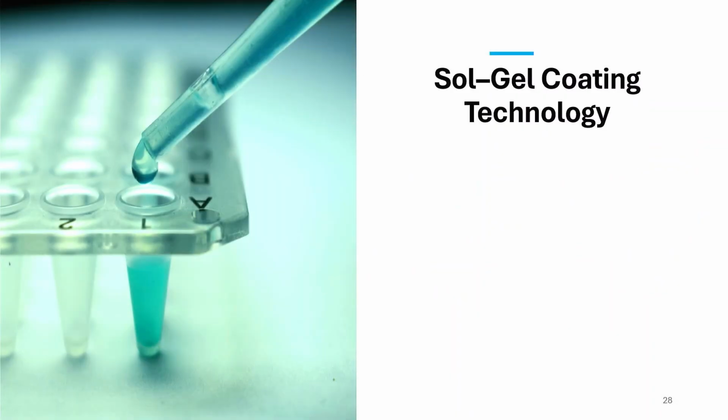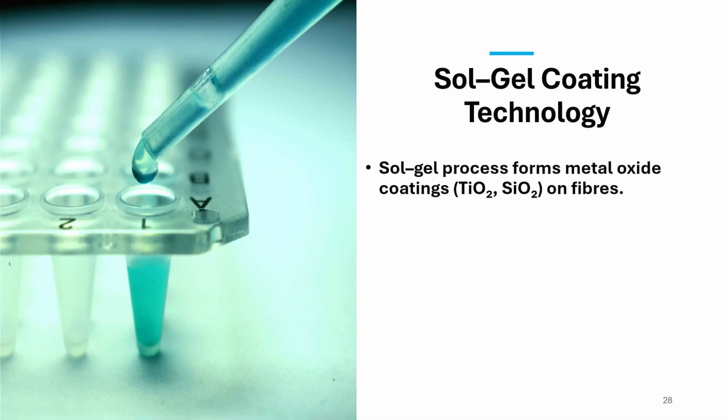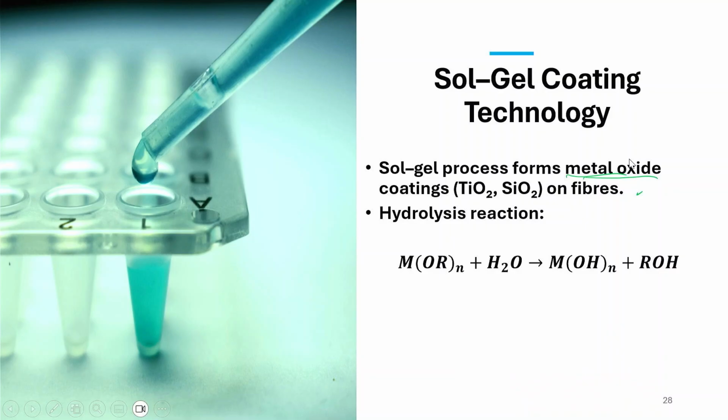Coating: if you see, sol-gel coating is used for coating the textile material. The sol-gel process forms a metal oxide which coats titanium dioxide or silicon oxide on the fiber. So, TiO2 or SiO2, this metal oxide is formed which coats the fiber. The hydrolysis reaction is given by this.